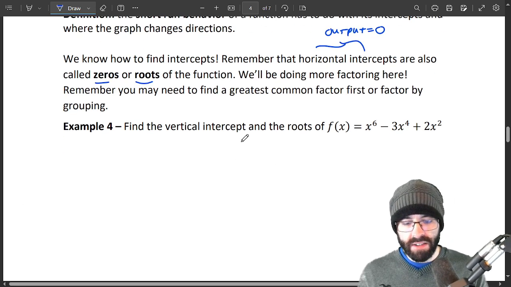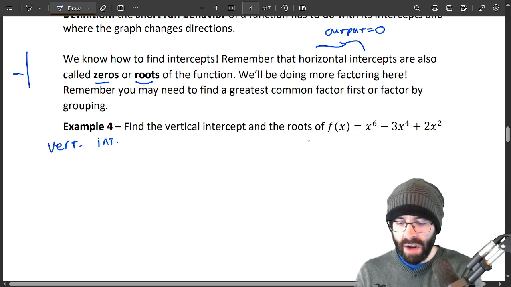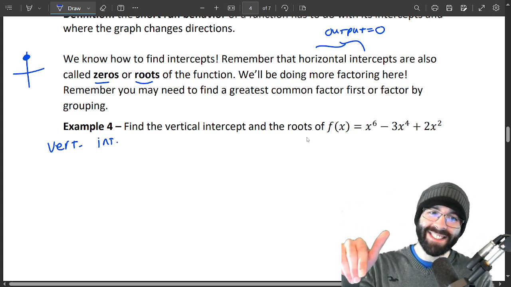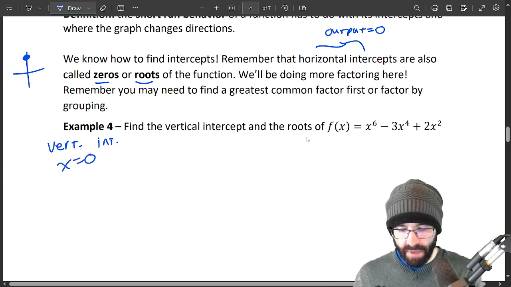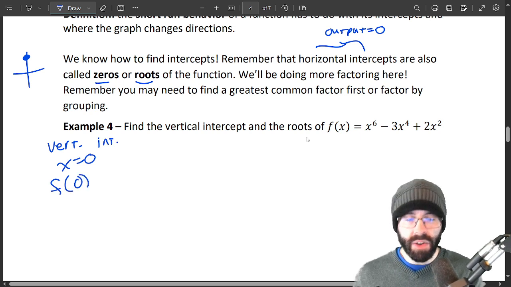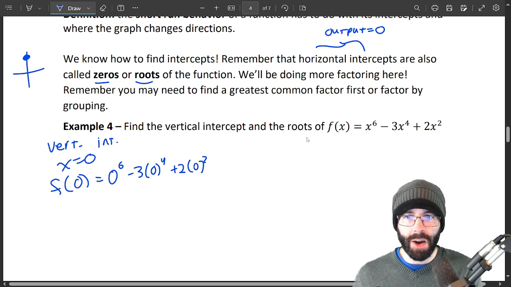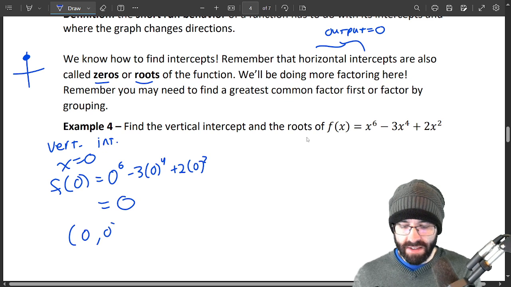When it says find the vertical intercept, we know how to do that. Find the roots, remember, roots are the horizontal intercept. So the vertical intercept, that's when the input is 0. It's when it crosses the vertical axis, when x equals 0. So we just find the function evaluated when the input's 0. Well, we get 0 to the 6th minus 3 times 0 to the 4th plus 2 times 0 squared. I see where this is going. We got a whole lot of zeros here. So the vertical intercept is at (0, 0).